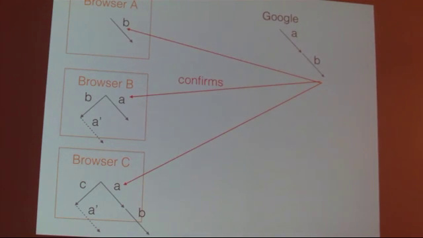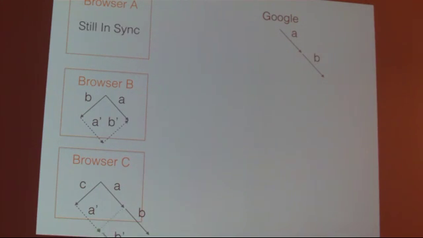Now, the Google server says, okay, we're going to implement operation B. And then it sends the message out again. And browser B gets the confirmation. It knows the order and that the server got it. So now it's going to merge and be in sync with the server again. And you see in browser C, it's creating a bridge. It's getting ready, waiting for the server to acknowledge that it's implemented its operation.